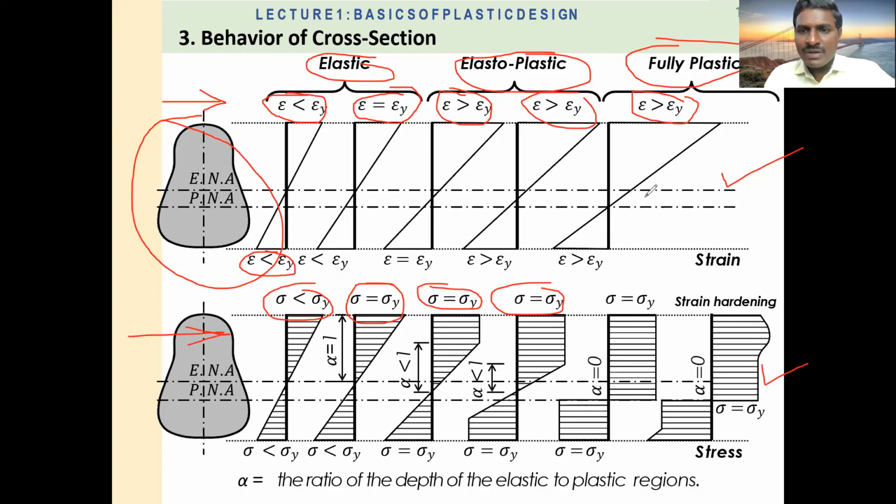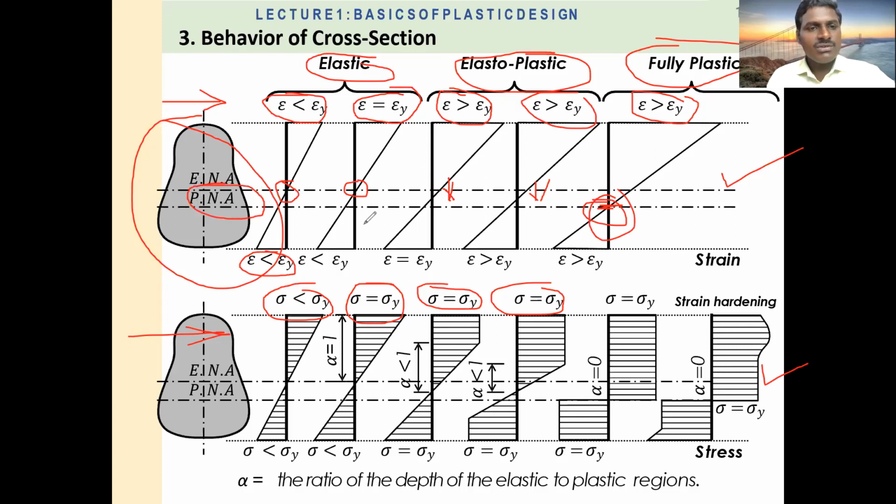And at that time, your neutral axis is shifted to the plastic neutral axis. See here, at the center. Now as strain increases, the neutral axis shifts below. Again strain increases, and the neutral axis shifts below. And at failure, this is the failure point, and this is the plastic neutral axis.